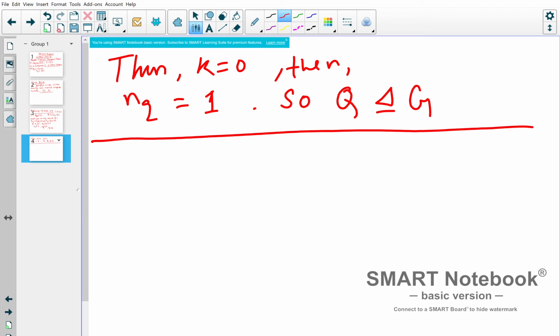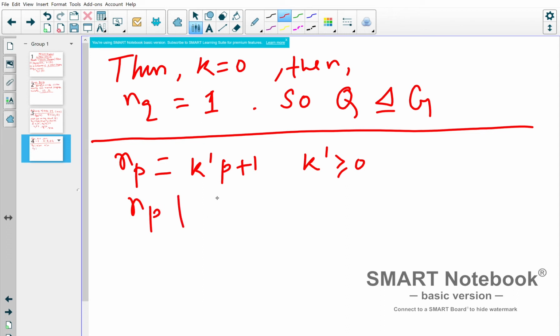Now let us discuss the p-Sylow subgroup P. So for the p-Sylow subgroup, what are the options? nP is the number of p-Sylow subgroups. That is something again, say k'p plus 1 where k' is greater than or equal to 0, and also this nP divides PQ, right? Yeah, so this is given to us.